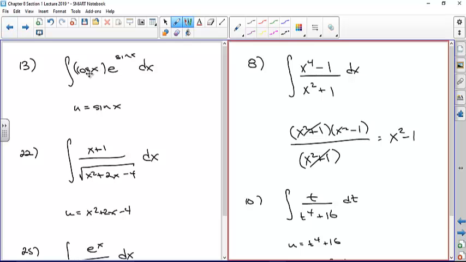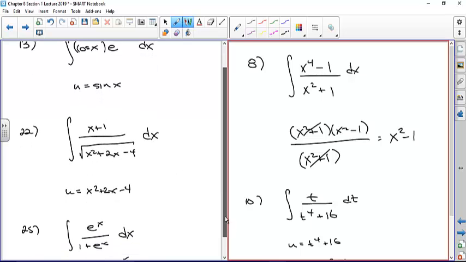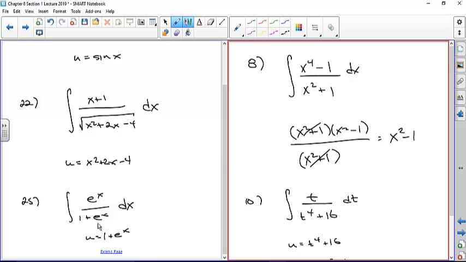Yeah, like this one, 13, you've got the cosine of x times e to the sine of x. Well, you let u equal the sine of x. The derivative of the sine is the cosine of x. So you get cosine x dx. Here you'd let the whole thing be u. Here you'd let the whole denominator be u. So the derivative of this is that.